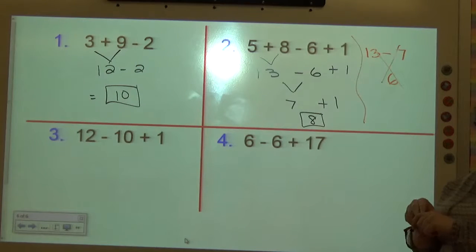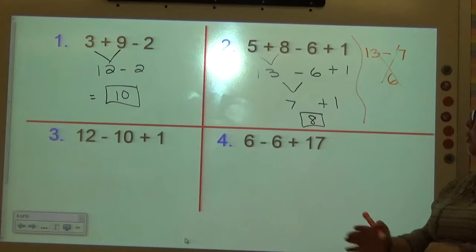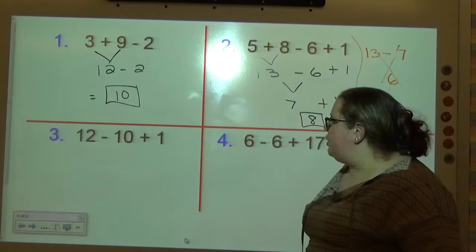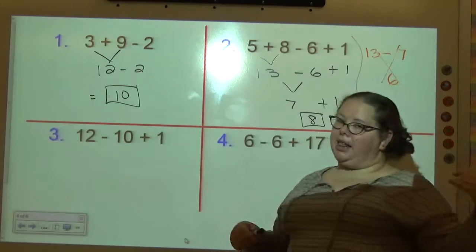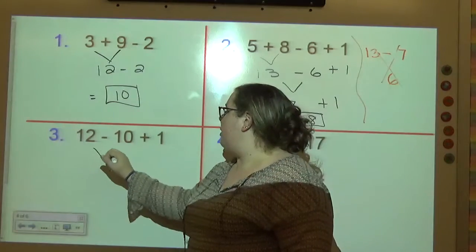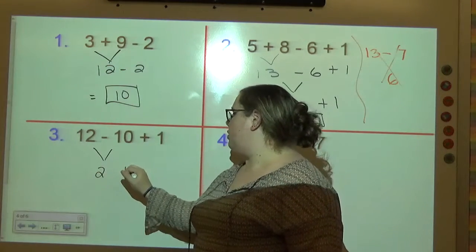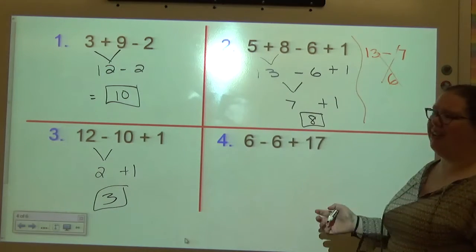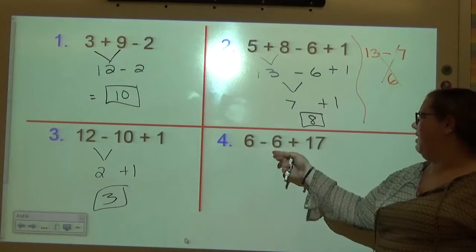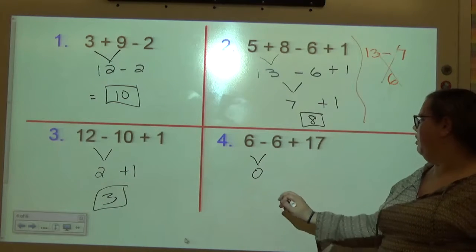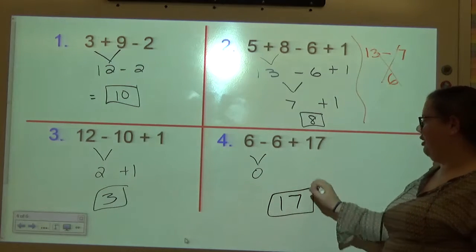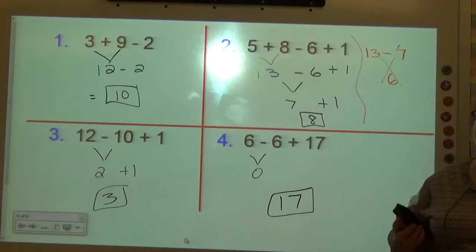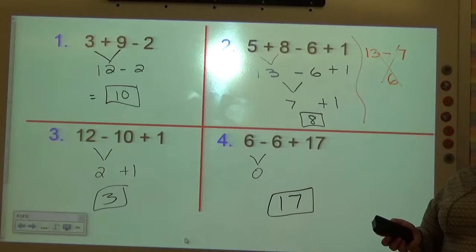Alright, if you didn't pause the video before, I want you to pause it now and do number 3 and number 4 by yourself. Alright, so number 3, again, left to right. 12 minus 10 is 2, plus 1 is 3. And this one's kind of nice and easy, right? 6 minus 6 is just 0, so we get 17 as our final answer. Alright, so we did adding and subtracting. Now let's throw in there some multiply, divide.